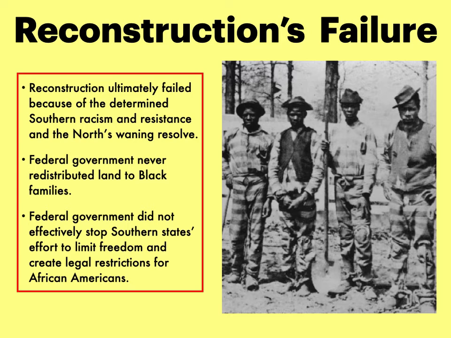The federal government did not effectively stop Southern states' efforts to limit freedom and to create legal restrictions for African Americans. Southern states enacted black codes, including creating a convict labor system and to restrict the freedom and movement of black people throughout the South. Also, through terror and through legal tricks like poll taxes and literacy tests, the number of black men voting fell precipitously in the years following 1877.